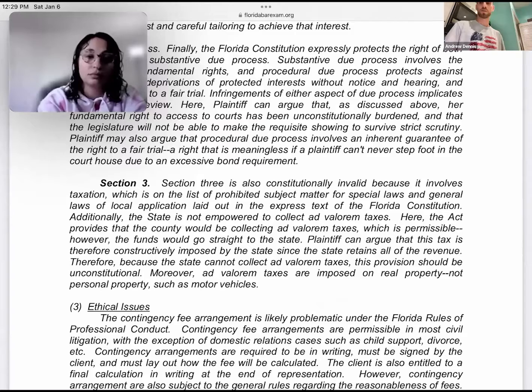I was hoping they would talk about this, which is on the list of prohibited subject matter of special laws and general laws of local application laid out in the express text of the Florida Constitution. Additionally, the state is not empowered to collect ad valorem taxes.